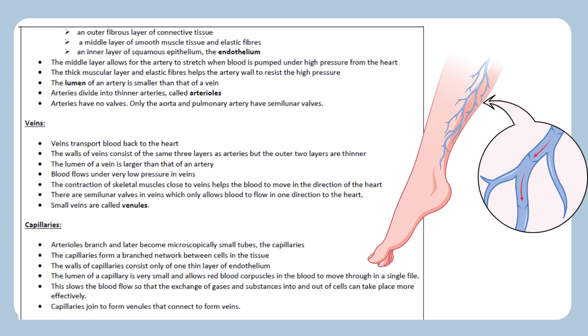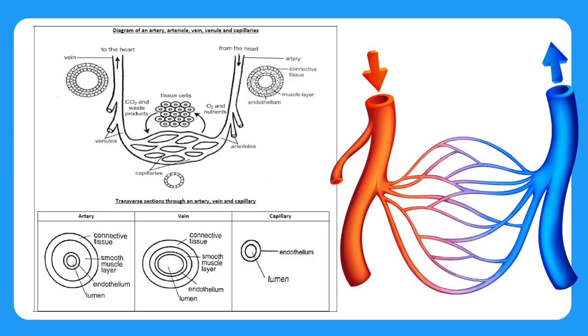a single file. This slows the blood flow so that the exchange of gases and substances into and out of cells can take place more effectively. Capillaries join to form venules that connect to form veins. Diagram of an artery, arteriole, vein, venule, and capillaries. Transverse sections through an artery, vein, and capillary.